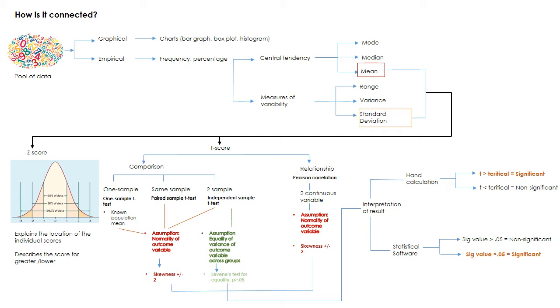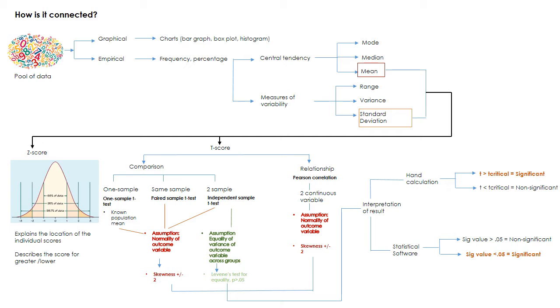So when we get a pool of data, a pool of numbers, what do we do? We have to organize them. The organization can be in two ways, either graphical or empirical. When you organize them graphically, you get charts. The charts can be a bar graph, box plot, histogram, or pie chart. So there are a lot of graphical formats that can be used to present your data or your information. But it just tells you at a descriptive level. It just tells you, okay, this is what you have in your data. It doesn't tell you more.